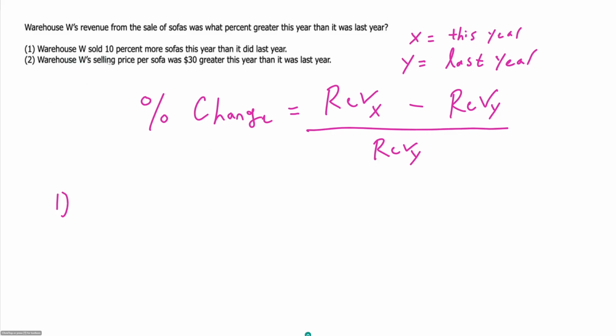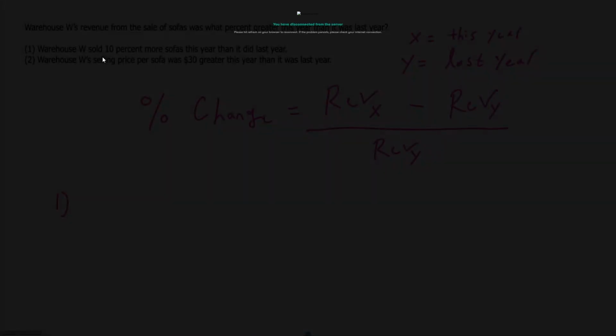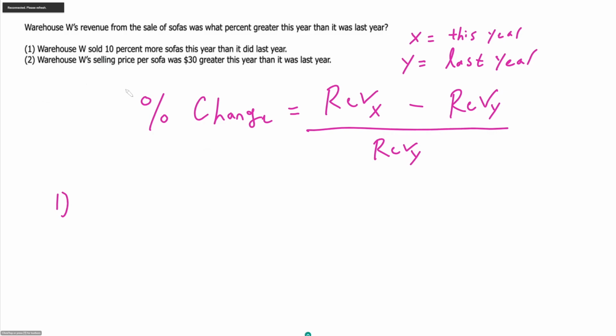Statement 1: Warehouse W sold 10% more sofas this year than it did last year. And so here in statement 1, I can see what they're doing now. They are breaking up revenue into its components. And so revenue is just price times quantity. And here they're giving us information about the quantity. And so based on that, I can tell that this will be insufficient by itself because no information about the price is given. And so I can't really determine anything about the revenue.